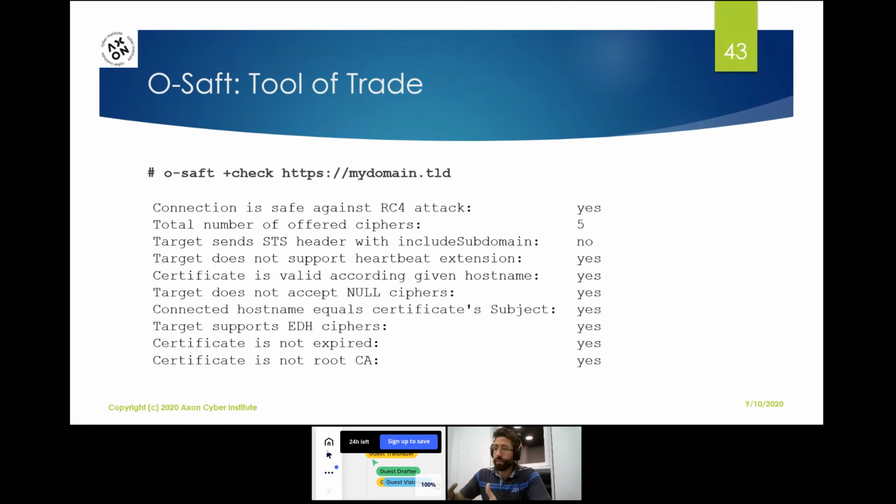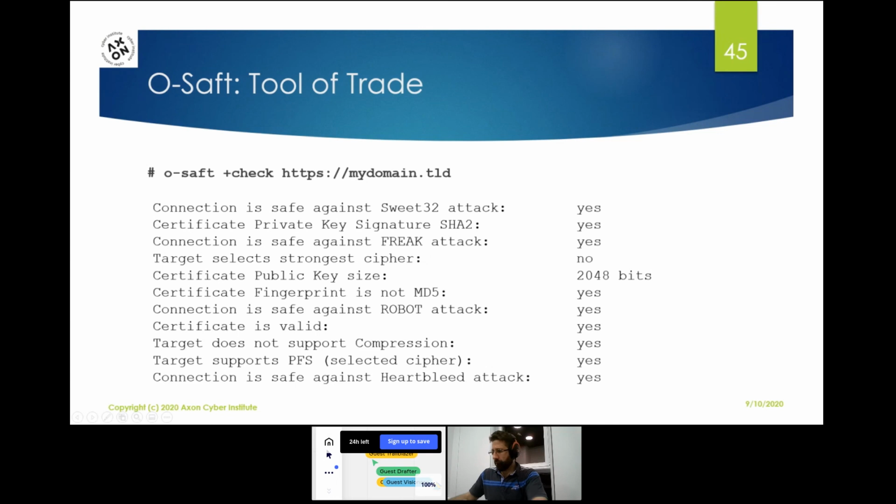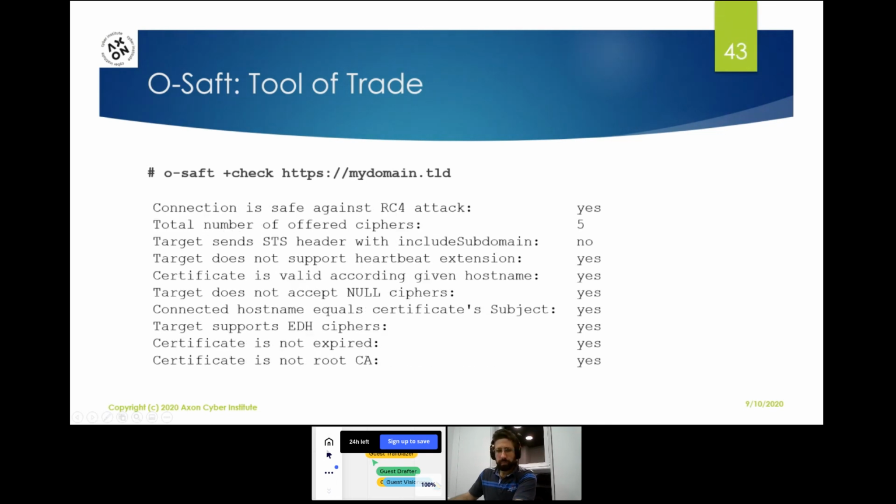Now, if I want to do a comprehensive assessment of my website, I can issue the command plus check. Plus check will give me a very large report of my target website, with a lot of details. It's beyond the scope of the webinar to go through every single detail, but I have written a few details here. I will go through them quickly. It says the connection is safe against the RC4 attack. We said RC4 should be eliminated. It shows the total number of ciphers, and it will tell me if HSTS is enabled.